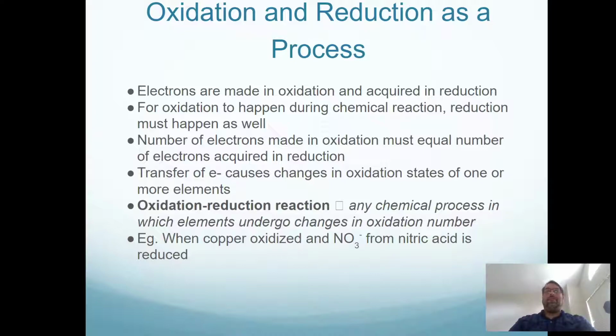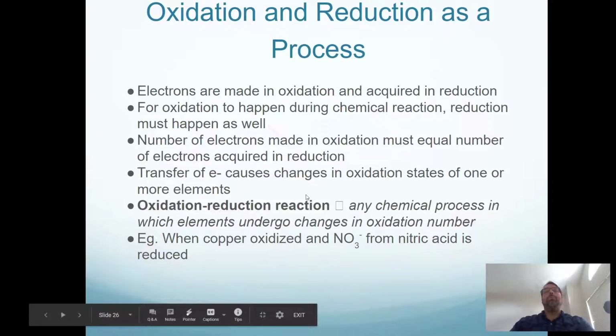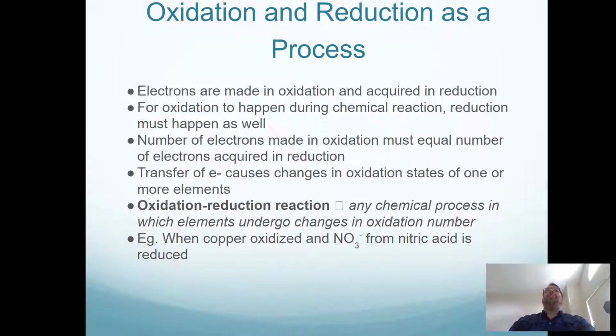Oxidation reduction reactions are going to be any chemical process in which an element undergoes it. So these are just some basic terms. Mainly the big thing to watch out for with these things is that the amount of electrons on one side that are going to be gained have to equal the amount of electrons that are going to be lost.